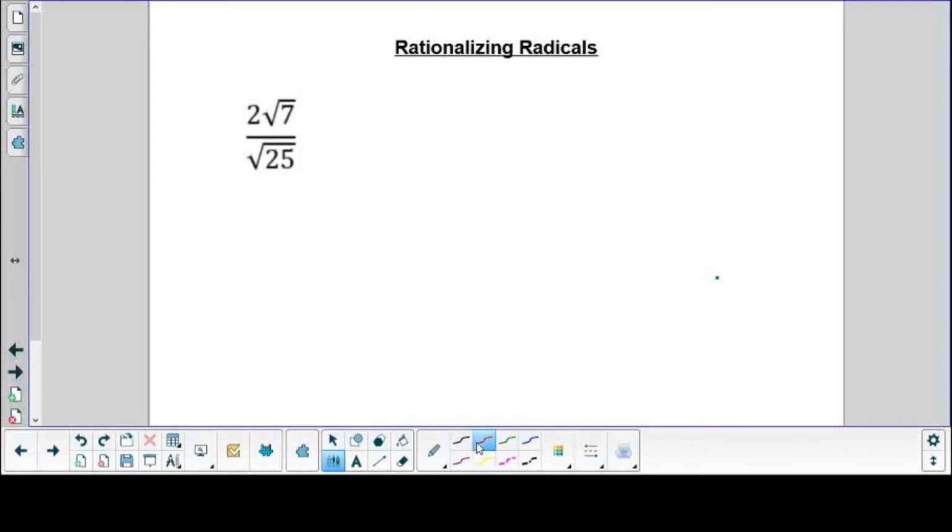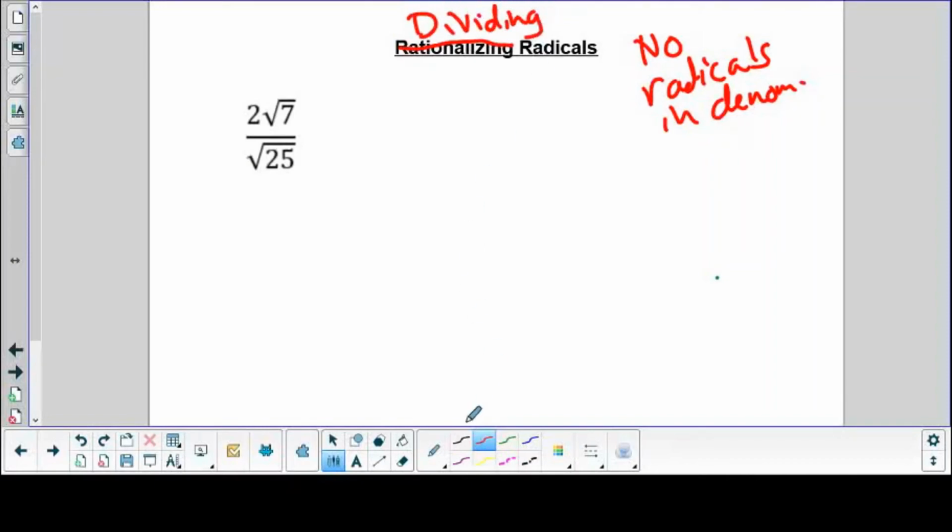So in order to rationalize radicals or divide radicals, we need to get our radicals out of the denominator. The idea here is we want no radicals in the denominator. And like I said, we can call this dividing, not rationalizing, even though that's technically what we're doing. Like I said in the previous two, you always want to start by reducing your radicals if it's possible. So let's try to reduce these radicals before we try to divide these two things out.